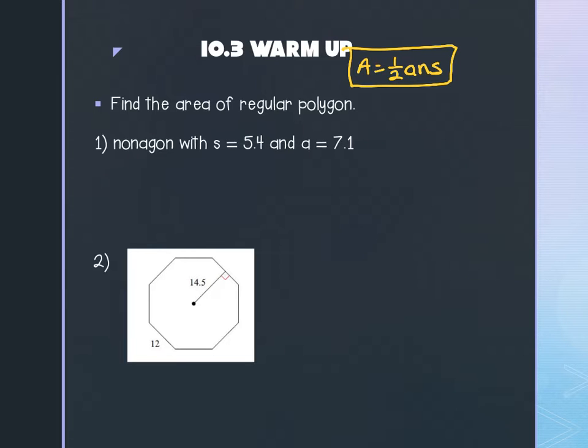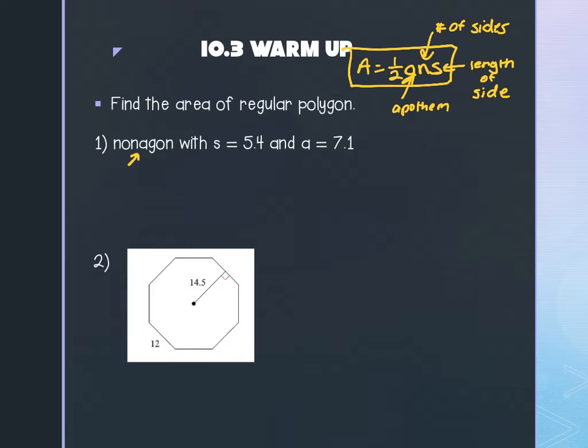So the A is your apothem, which is the little segment that's perpendicular to the side. The N is the number of sides. And the S is the length of each side. If you didn't watch the video, this seems foreign to you, and you'll have to catch up over the weekend. So number 1 says a nonagon with S equal to 5.4 and A equal to 7.1.